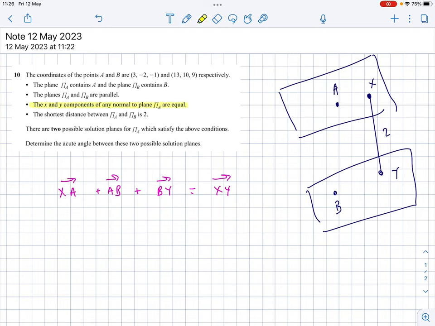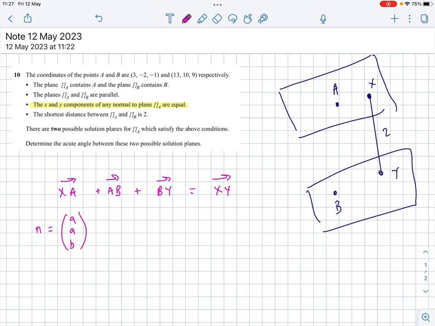Now, the use of that is because it gives me some information about the normal. And if I've got a normal to one of the planes, it's also going to be a normal to the other plane because they're parallel. But I've got to engineer that normal generally. So it says that the X and Y components are equal. So I'm just going to call that A. And I don't know what the Z one is, so let's call that B.